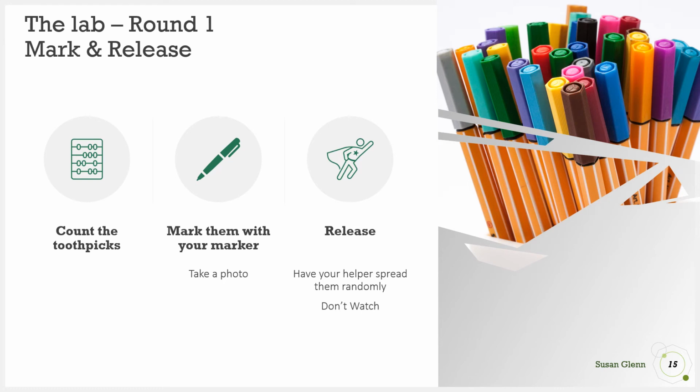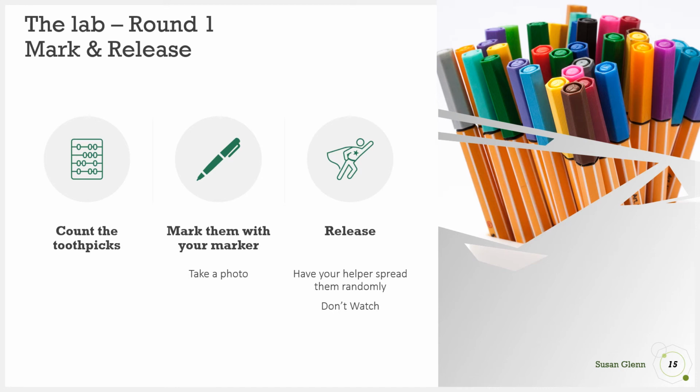Take the toothpicks, count them, and you're going to record that in the lab book. Then mark them with your marker and take a picture so we can see how many toothpicks you had and what kind of mark you put on it. Because maybe the color mark makes a difference. Maybe some are easier to see than others. And then give them to your friend and have them spread them out again randomly throughout the area.